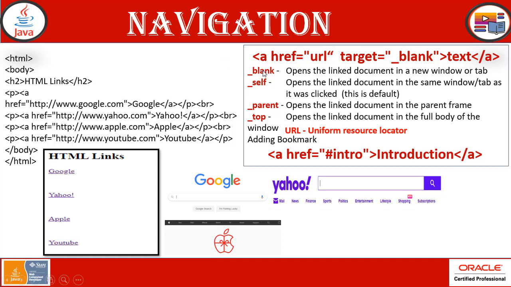That is possible with the blank attribute, which opens the link document in a new window or tab. Self opens the link document in the same window or tab as it was clicked, and this is the default. Parent opens a link document in the parent frame, and top opens a link document in the full body of the window. So this is what is basically used to link one page to another page.